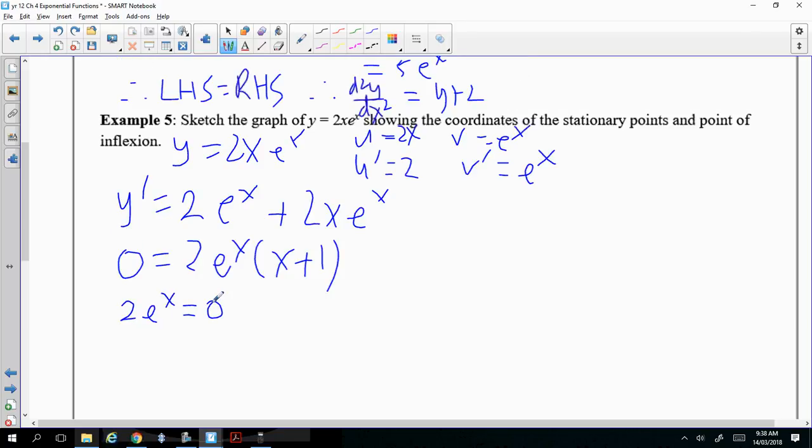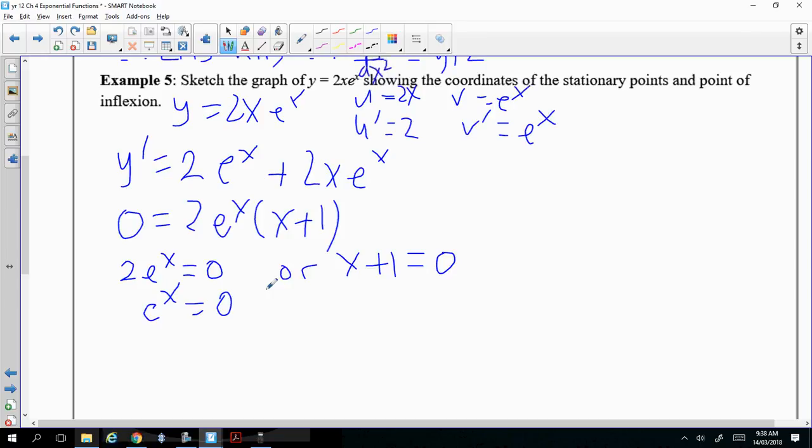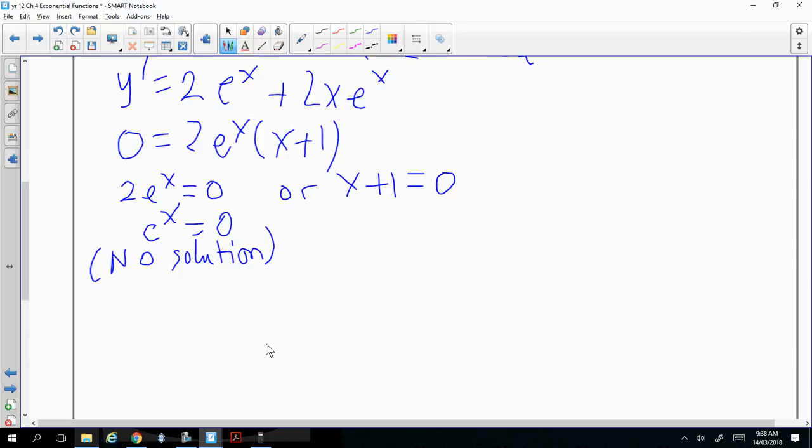Now, e to the power x equal to 0 has no solution. So every time an exponential equals 0, there is no solution. And the question is, why is it no solution? Because if you draw the graph of the exponential, it looks like this. It never cuts the x-axis, so it has no x-intercept. So no solution. It doesn't cross the x-axis. Whereas the other one, you get x equal to -1.